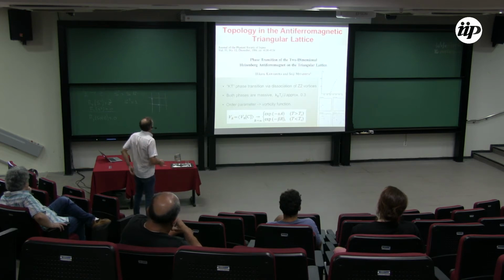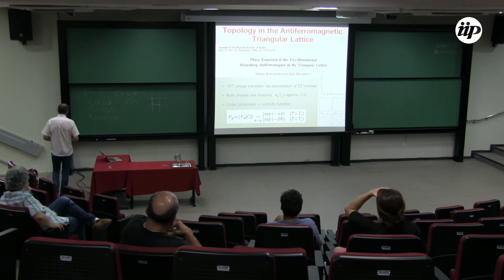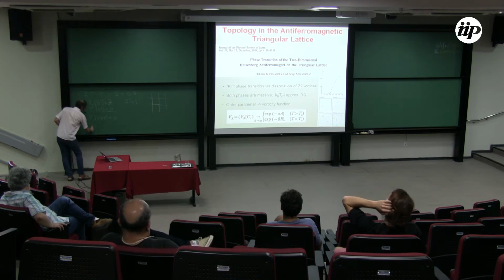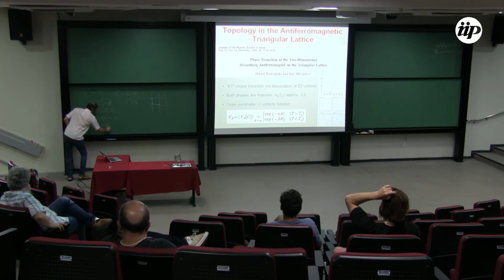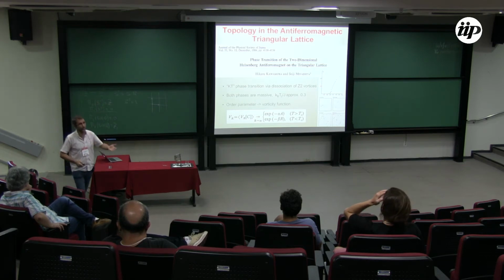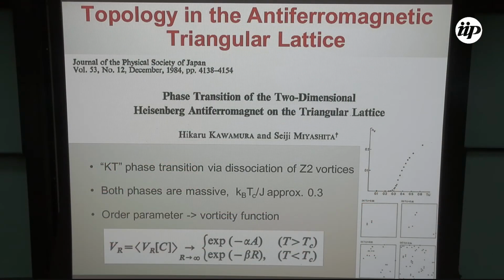Okay. So what happens in the antiferromagnetic triangular lattice? As I was saying, the order parameter now is SO3. So let me complete the picture to compare with this case. In this case, what is nontrivial is pi 1. Okay, so you have vortices, but particularly Z2 vortices. So we have a trivial configuration and a vortex, which if you duplicate, will become a trivial configuration, okay?